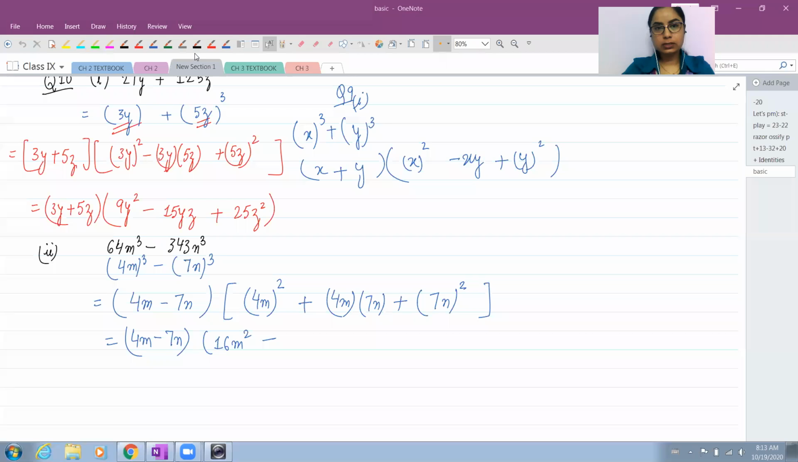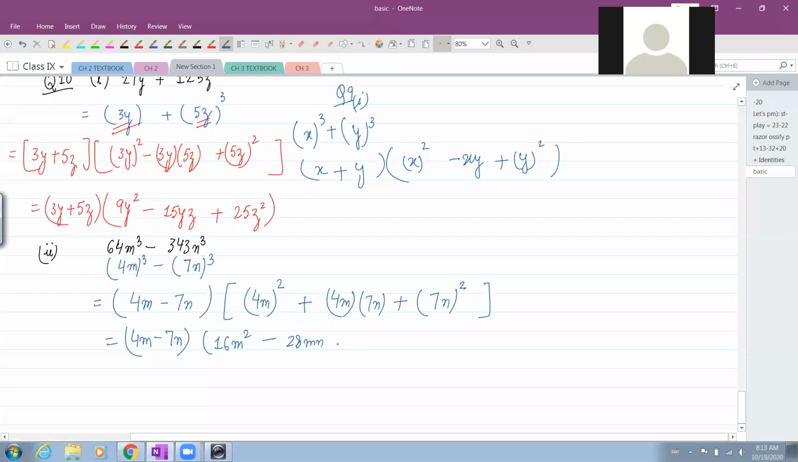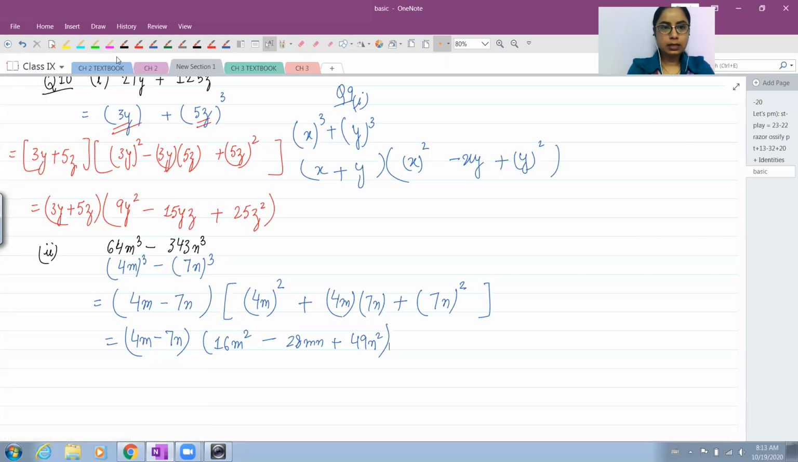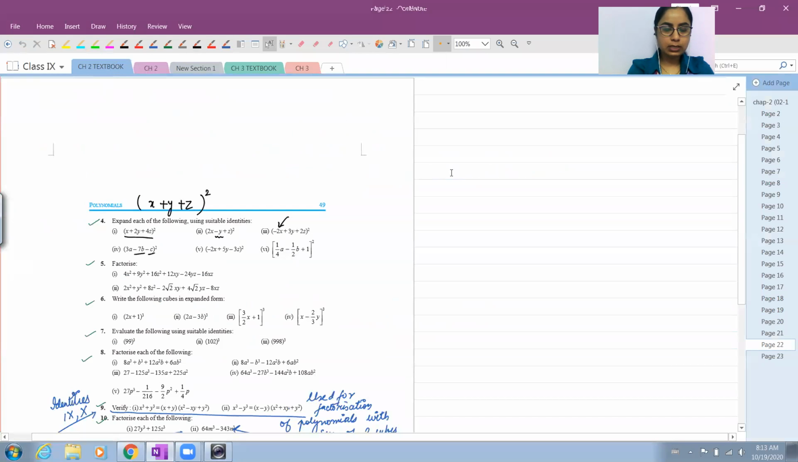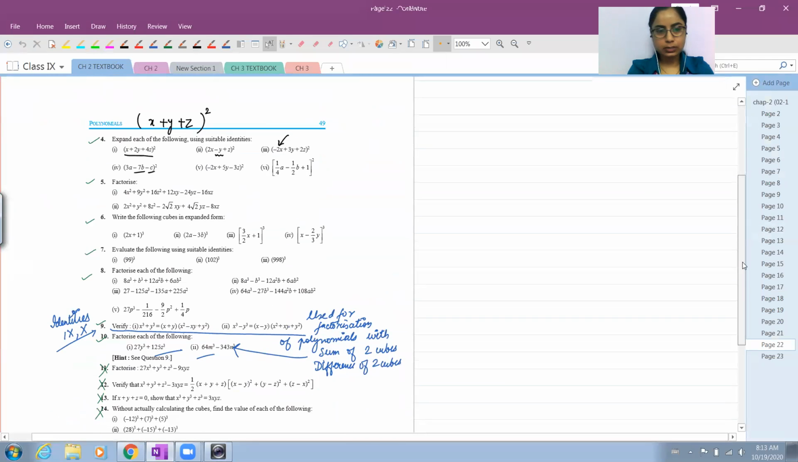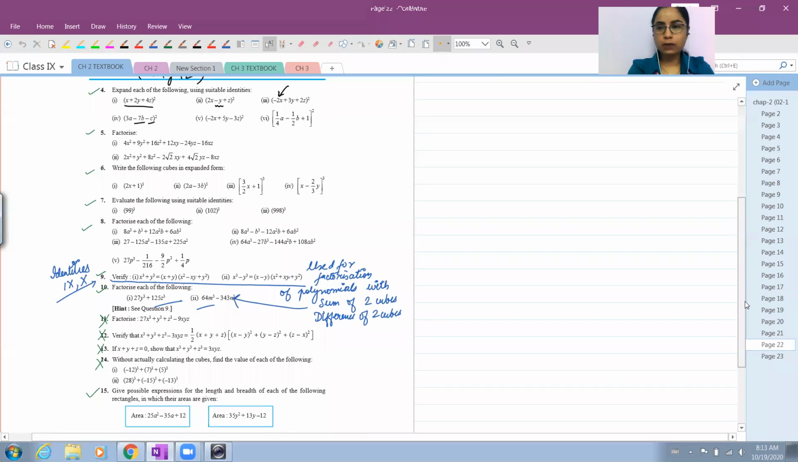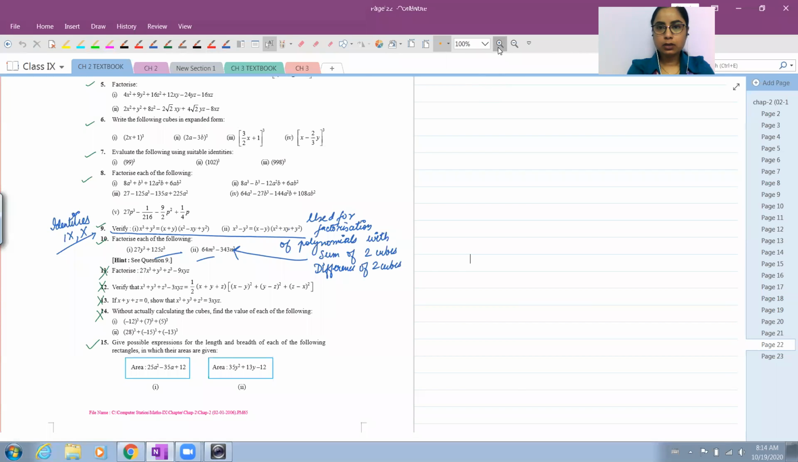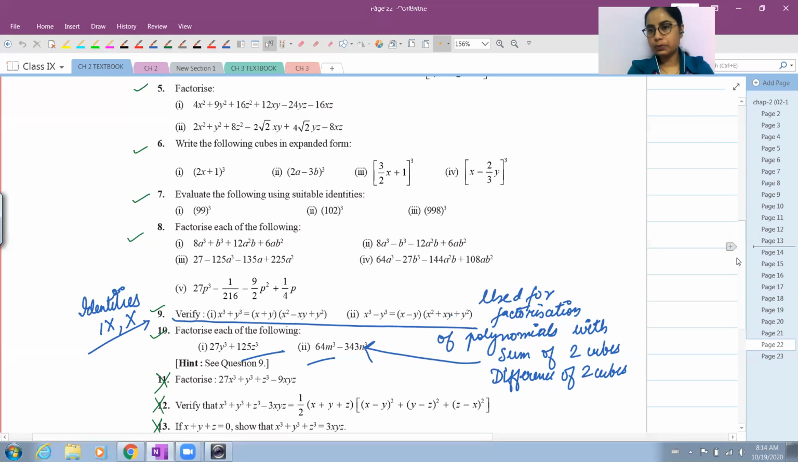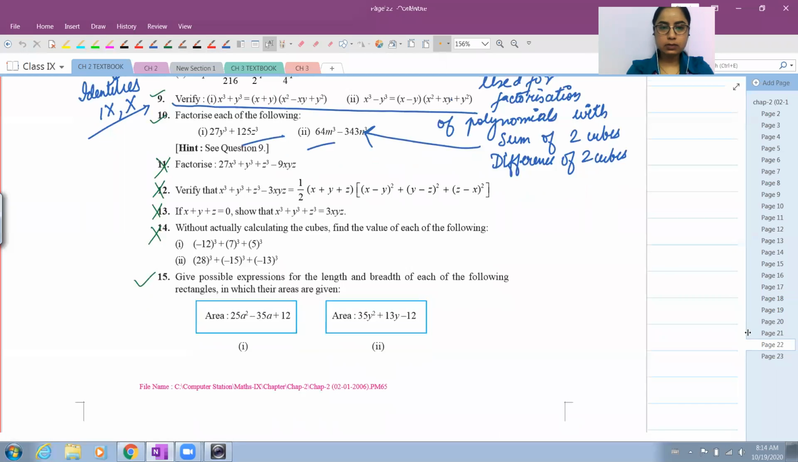So after this, your answer comes out to be 28 ml. So this completes question number 10. Then let's take up the next question. The next three questions are not in syllabus: 11, 12, 13, and 14. We will be taking up question number 15.